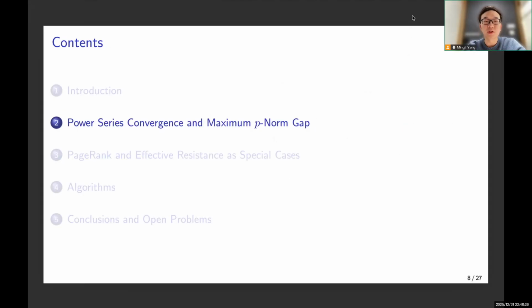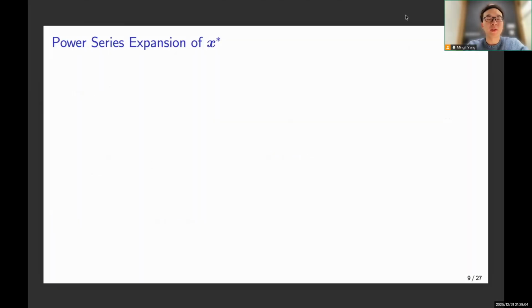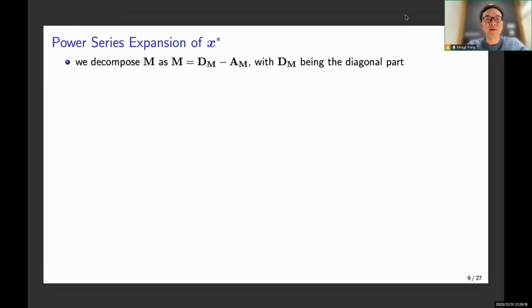Okay, next I will show you some main ideas of our work. First, we need a mathematical characterization of the particular solution x star that we are going to consider. So we express it via a power series expansion. To this end, we first decompose the matrix M as M equals D_M minus A_M, with D_M being the diagonal part of the matrix M and A_M containing the negatives of the off-diagonal entries of M.